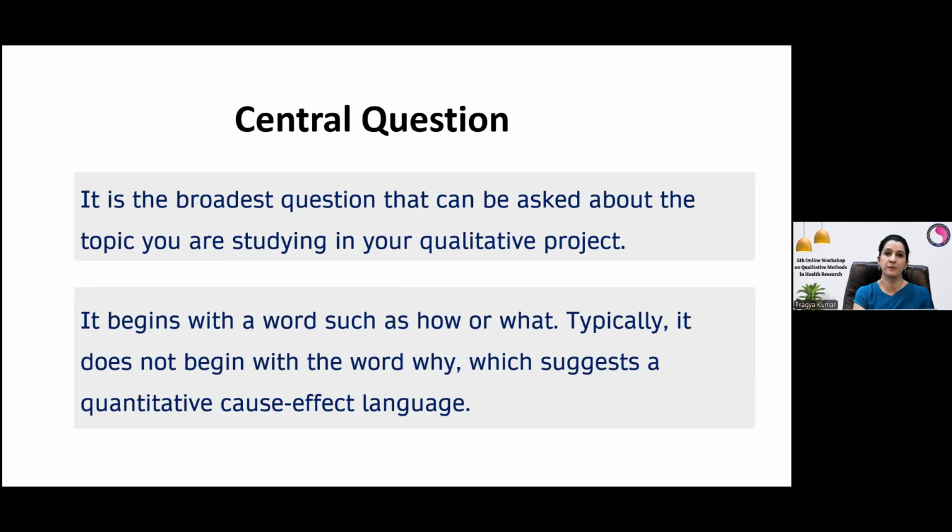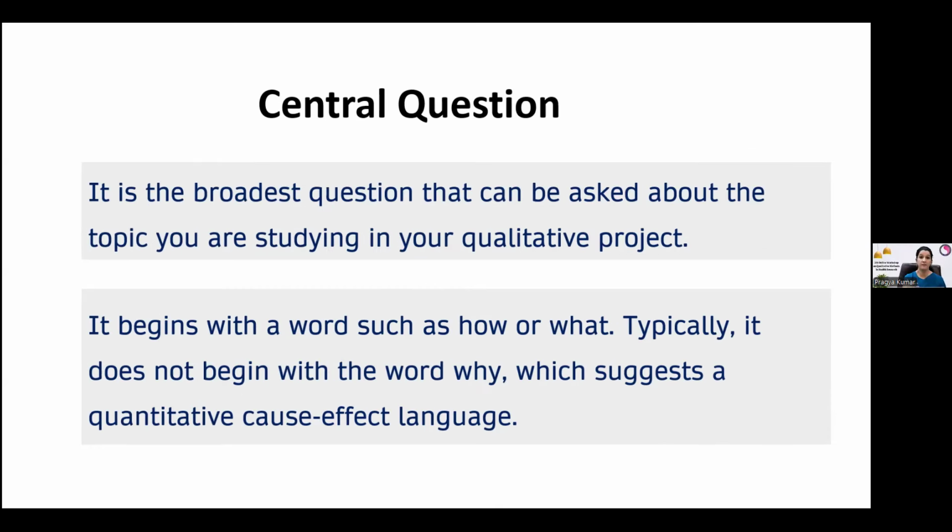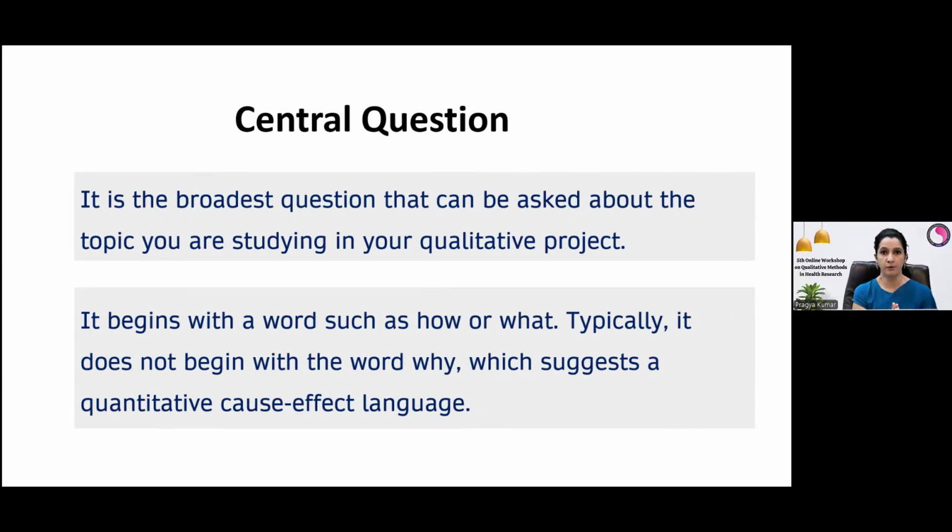It generally begins with words such as how, why, or what, which we did yesterday. But the author says the central question should not start with the word why; the why should be in the sub questions. Why raises that quantitative cause-effect language. If you start with why, participants are often unable to answer, and that hampers the rapport between researcher and participant. So initially you should not start with why in the central question. Why should come in the sub questions.